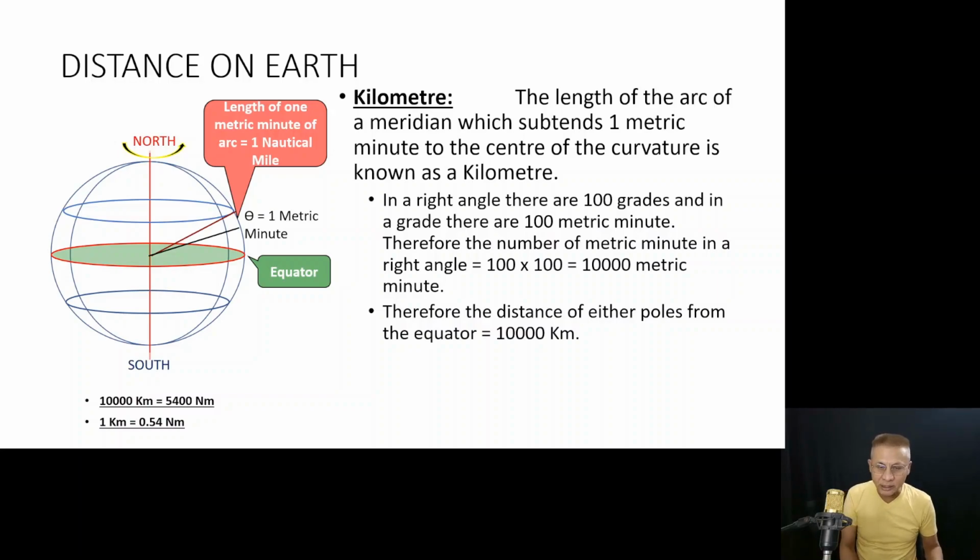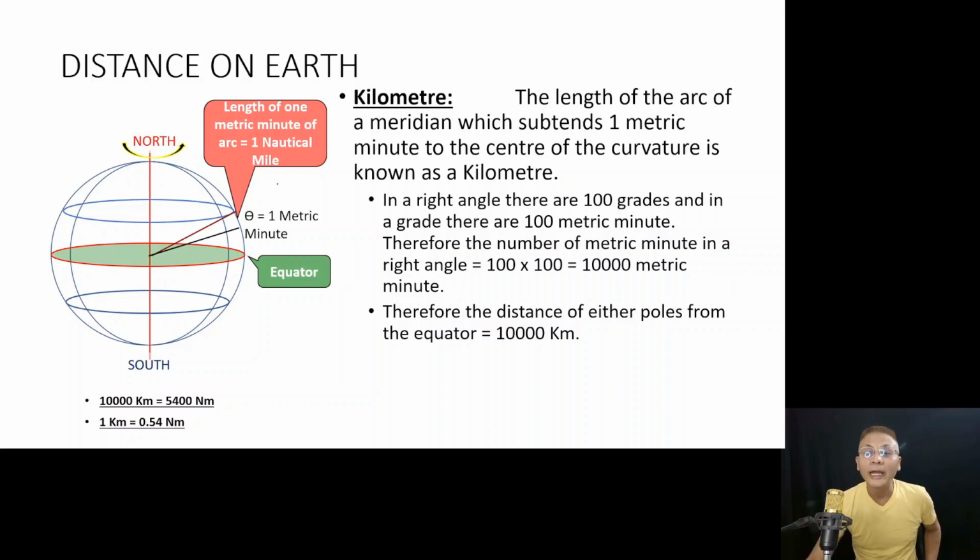Another system of measuring distance is the kilometer, which is similar to the nautical mile. However, it is in the gauge system. When we talk about the nautical mile, it was in the sexagesimal system. When we talk about the kilometer, it is in the gauge system. In a gauge system, in a right angle triangle, there are 100 degrees of grades, and this one grade can be divided into 100 minutes once again.